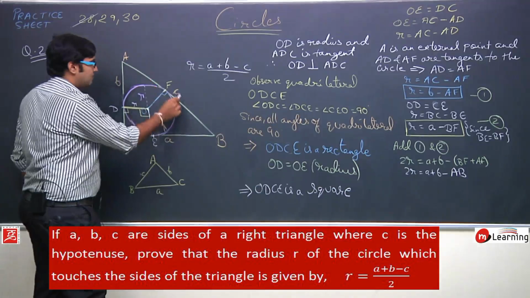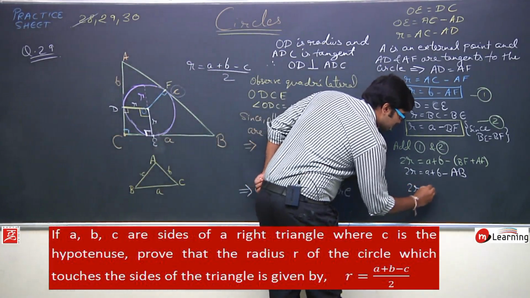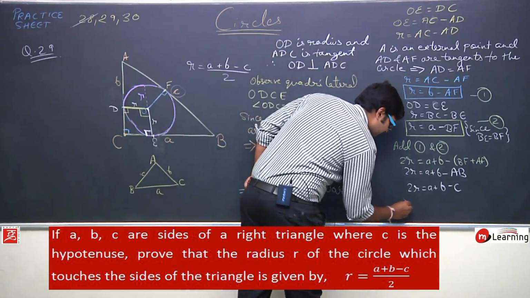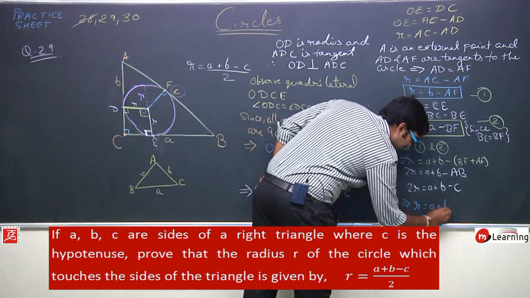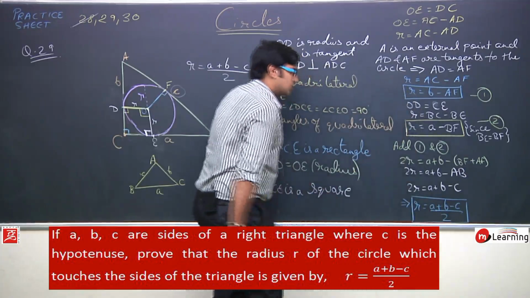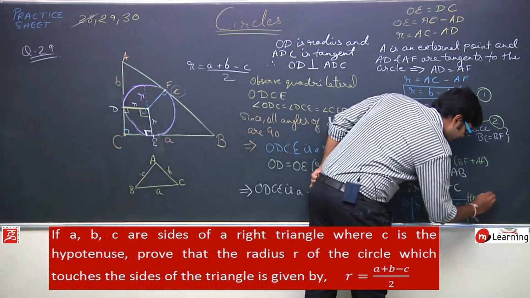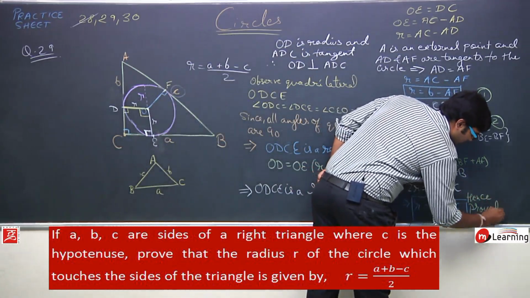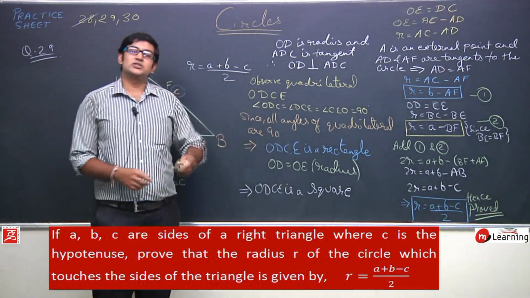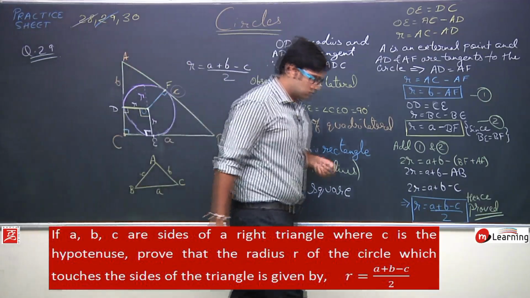Now what is AB? The length of AB is small c. So I can write 2R is equal to A plus B minus small c, which implies R is equal to (A plus B minus C) upon 2. Okay. So this is what we need to prove. So hence proved. This is the condition that we have proved. Okay. So this is the proof for question number 29. First note this and then we will continue.